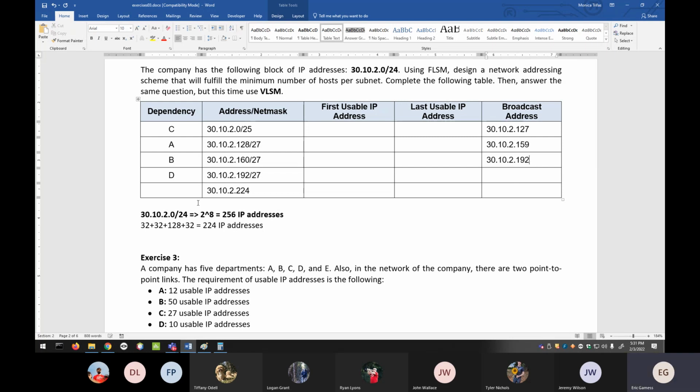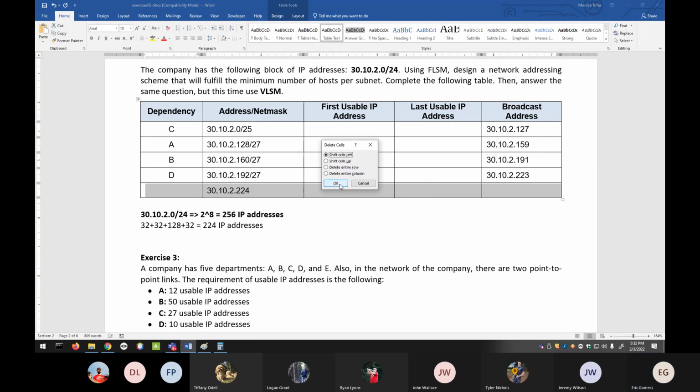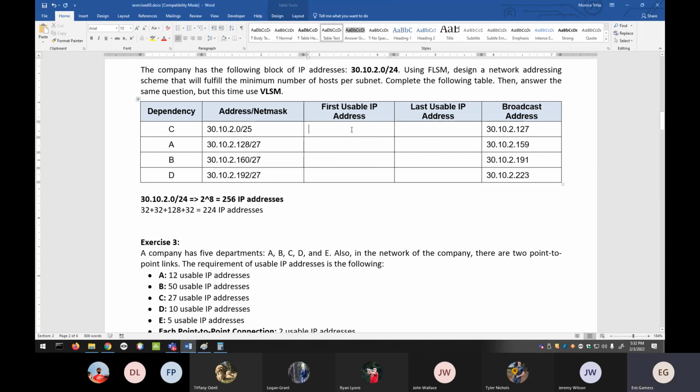What should I put here for the broadcast address of network B? 191, because the next network starts in 192. What should I put for the broadcast address of network D? 223, because if there were an additional network, it would start in 224. We don't have this additional network. Let me suppress that. Okay, so this is very easy to fill, no?